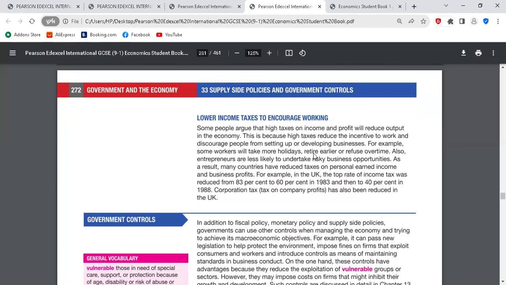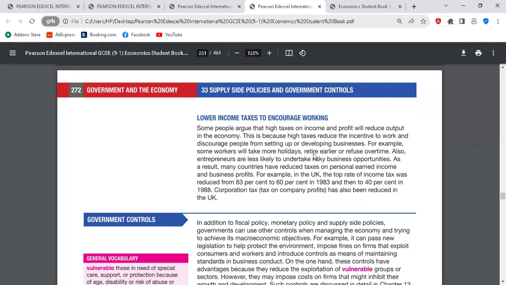Another way through supply side policies is lower income taxes to encourage working. So government can also reduce income taxes. When you reduce income taxes, this can encourage people to work. This becomes an incentive to find a job. Oh, I don't want to look for a job because at the end of it all, 50% of my income is going to government. I'm discouraged. But if it has been cut to 5%, oh, okay, yes, I'm willing to work now. So that is the point they're making there.